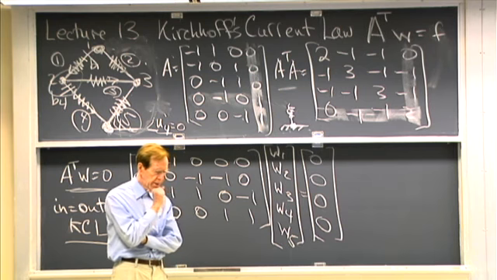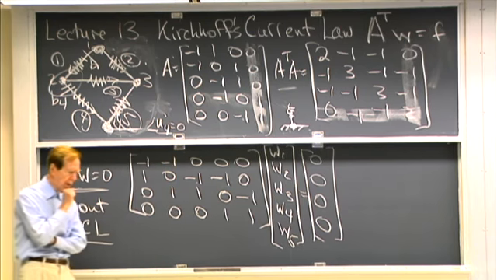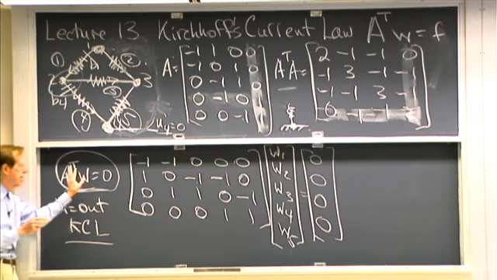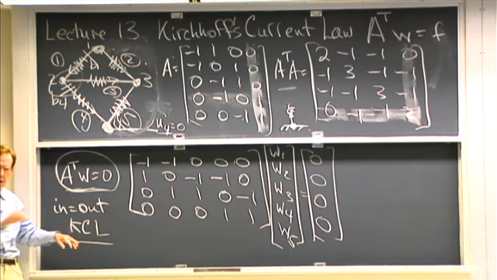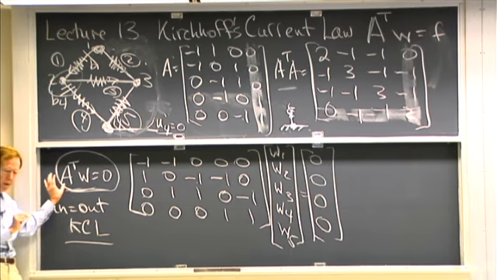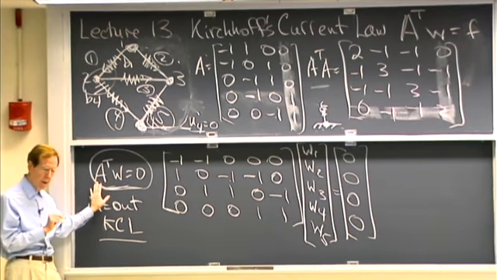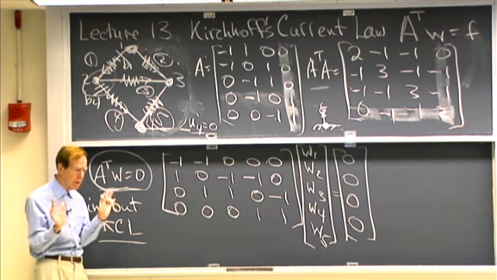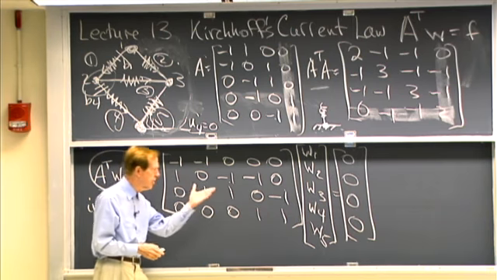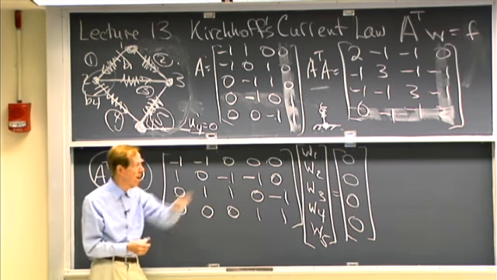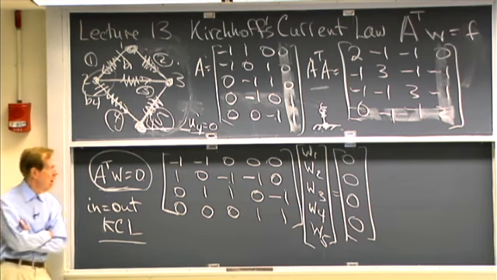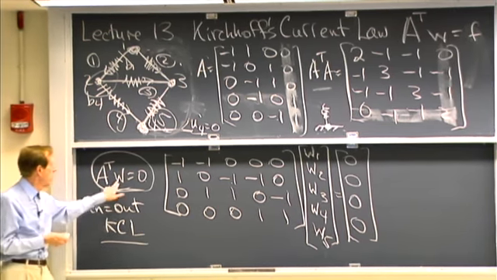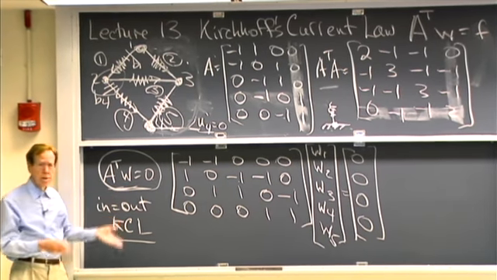This is a question worth thinking about. What are the solutions? If I only look at this piece of the framework, if I just look at Kirchhoff's current law, it's telling me, and I have 0 current sources. So let's just take that. Let me take just this piece of the whole framework and ask you, how many vectors W, how many solutions?